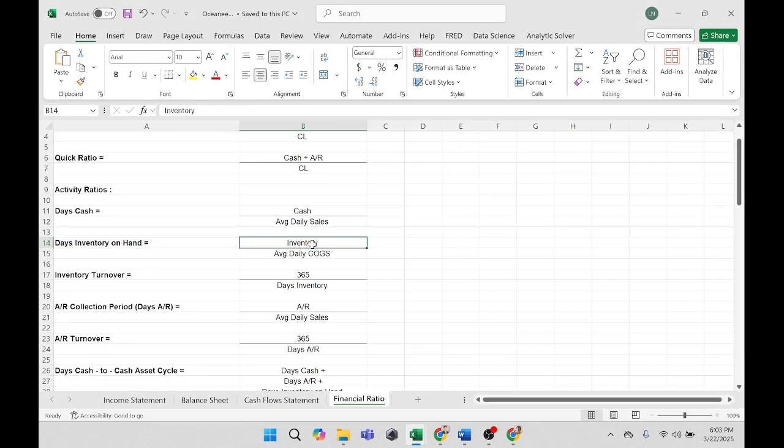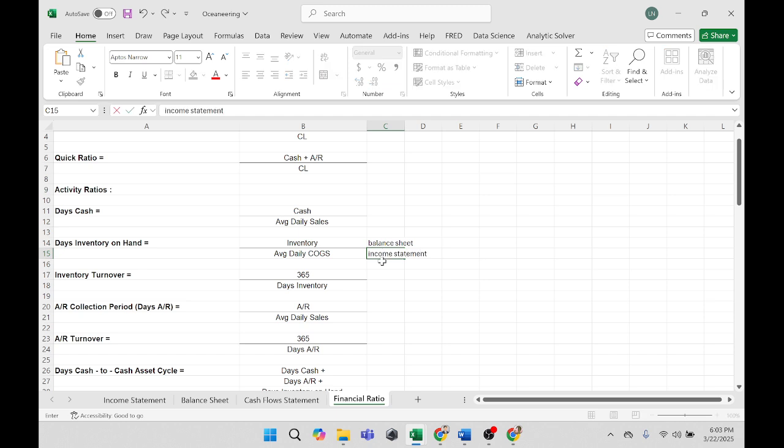Reference back. Inventory, we know, is from the balance sheet under current assets. The cost of goods sold, if you remember, is under the income statement, right? So this requires going through the balance sheet to find the inventory, divided by the cost of goods sold in the income statement, right? But remember, average daily cost of goods sold means that you take the cost of goods sold divided by 365.